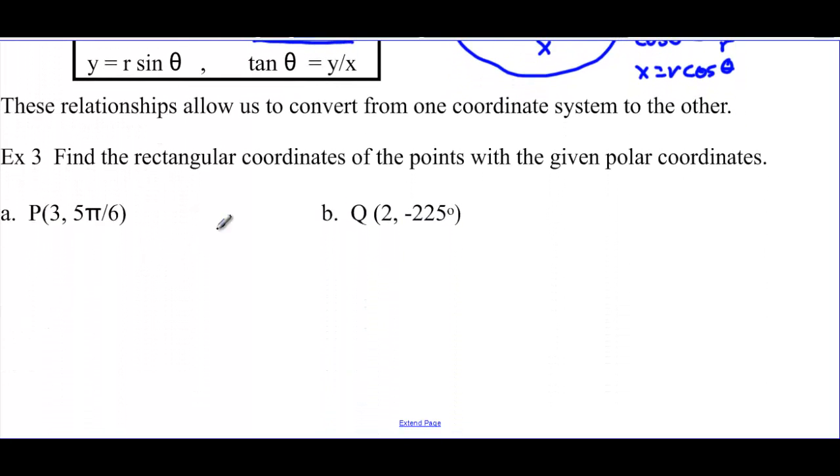Find the rectangular coordinates of the points with the given polar coordinates. This is r and theta, and we need x and y. The relationship is x is r cosine theta, and y is r sine theta. We need r cosine.